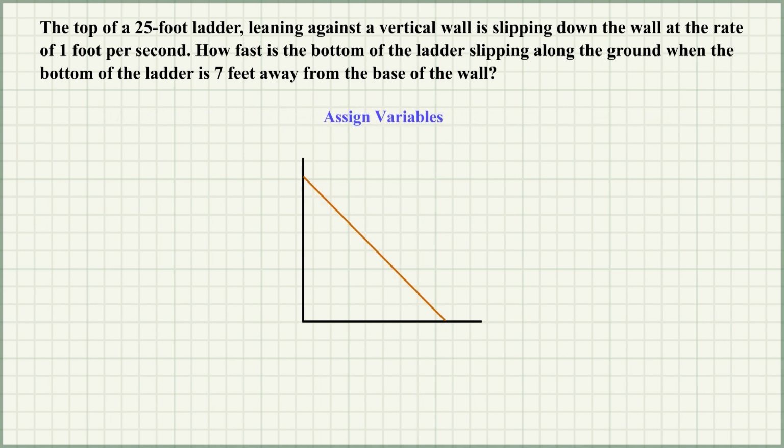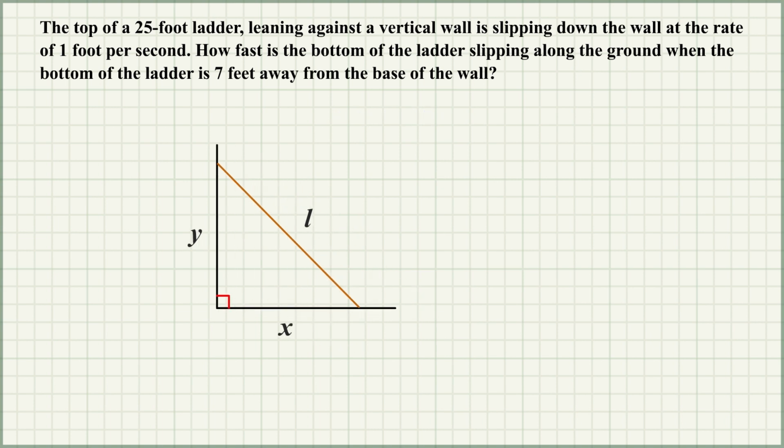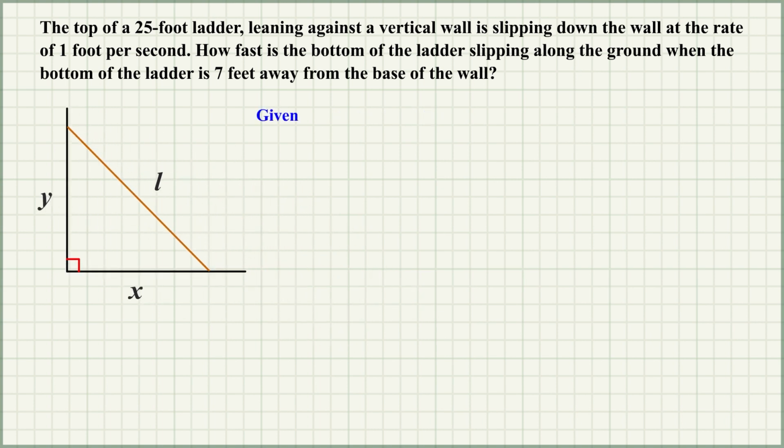Next, we are going to assign variables to each side of the right triangle that was formed by the ladder. We're going to assign the variable x to the distance from the wall to the bottom of the ladder, and assign the variable y to the distance from the bottom of the wall to the top of the ladder. We are also going to assign the variable L to the length of the ladder. It is important to assign variables to all the quantities and work with these variables until you are ready to substitute the numerical values. Next, we are going to list all the given quantities.